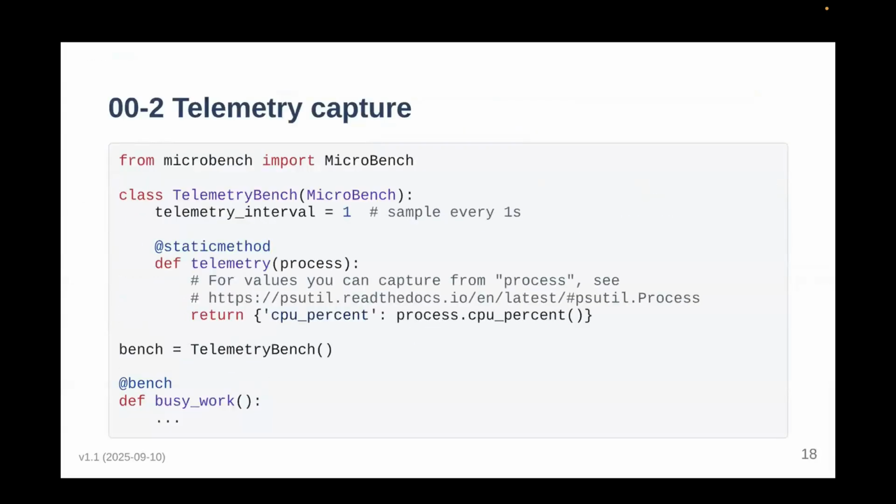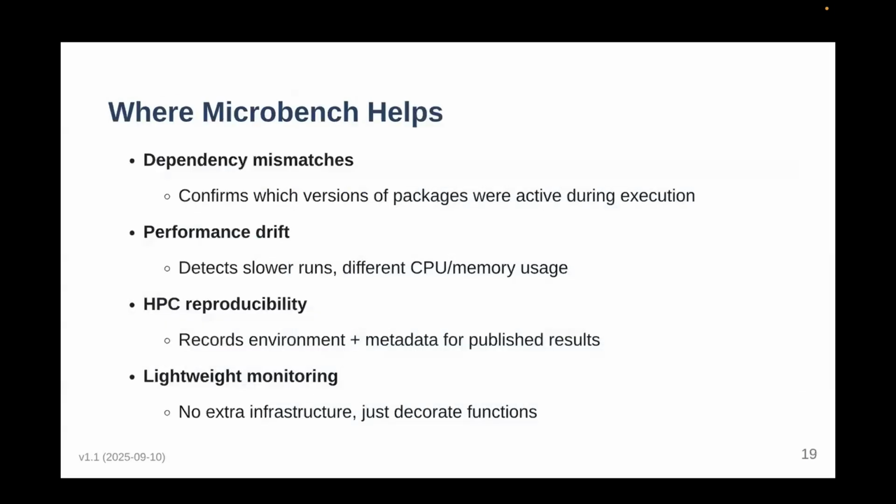Okay, so that was the 3 examples that hopefully show you some of the use cases for using Microbench that you could apply to your own code. So where can Microbench help? So I kind of mentioned some of these use cases already. Dependency mismatches, confirming which Python version was active, and you can dump the active Python packages as well, so you can confirm what was loaded at the time.